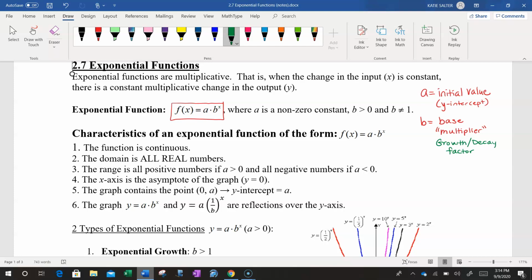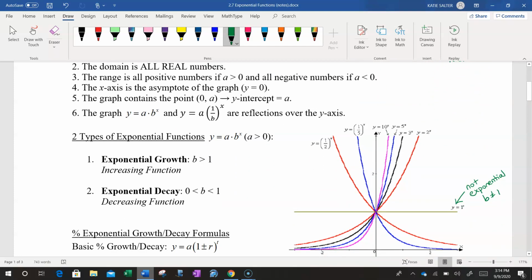And so again, like we talked about, the y-intercept is a, and the graphs of y equals a times b to the x and y equals a times 1 over b to the x are reflections over the y-axis. And you can see that if you look at some of these, like for example, y equals 1/2 to the x and y equals 2 to the x, because they are reciprocals of each other.